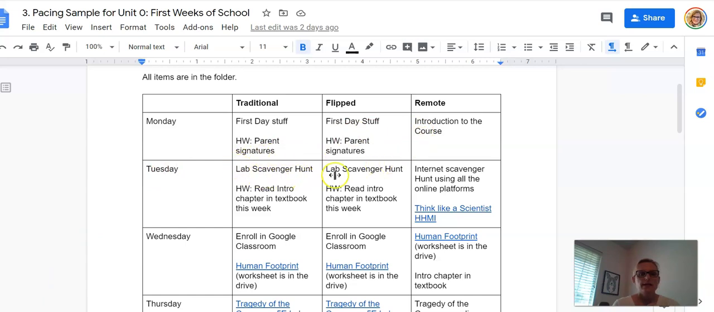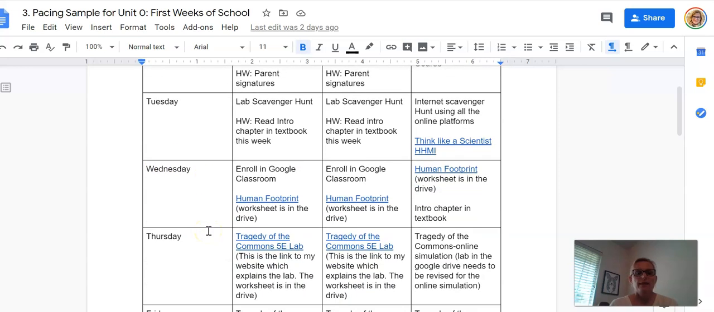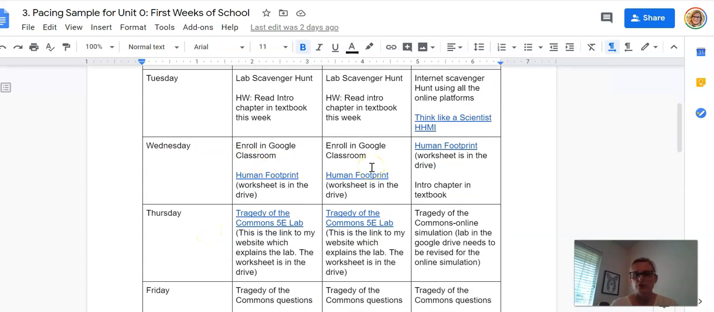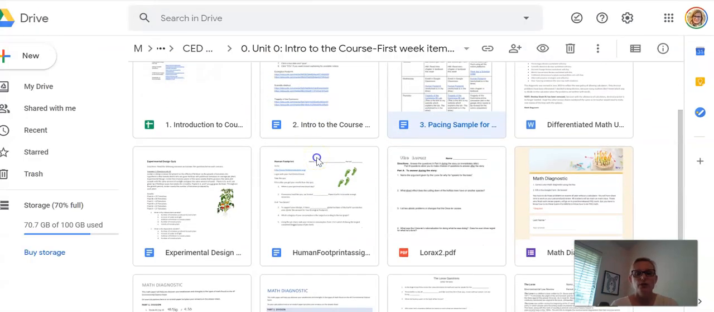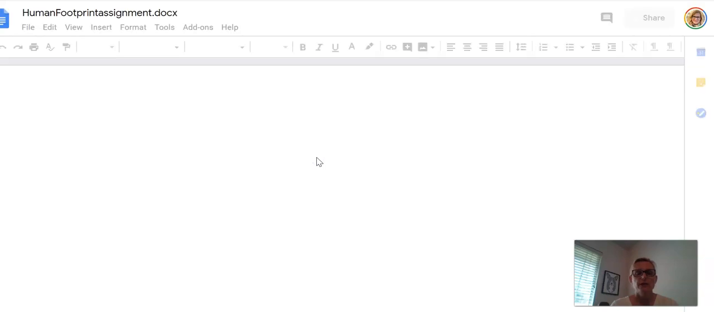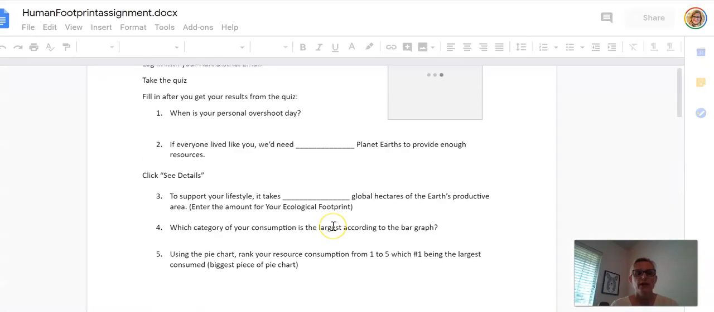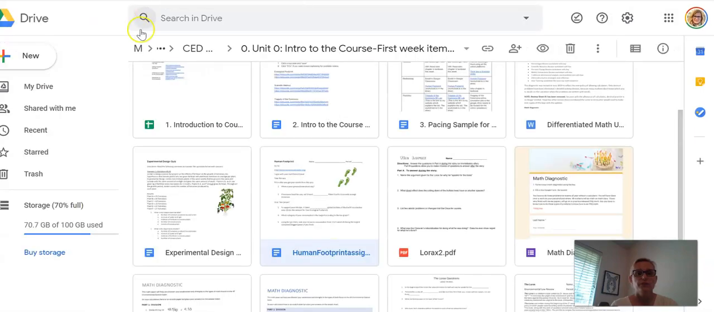Then the next day I do a lab safety scavenger hunt, and so I have to do lab safety for a day, so I do it there. And then on Wednesday I have them enroll in Google Classroom because classes are changed the first couple days. By Wednesday usually there's not that many changes, so let's pop them into Google Classroom. And then we do human footprint. I actually do the worksheet as a Google Doc. I give you the worksheet here for human footprint with that website where they calculate their human footprint, and then they answer a lot of questions.